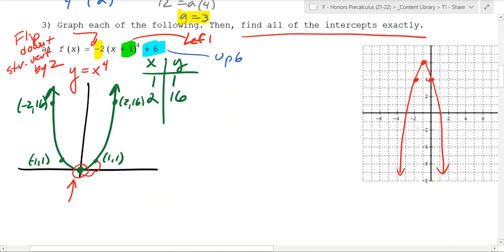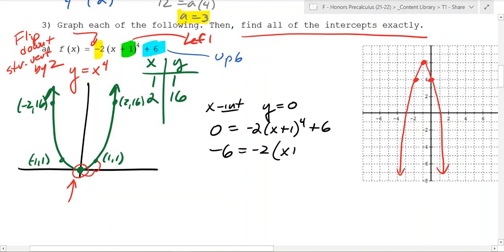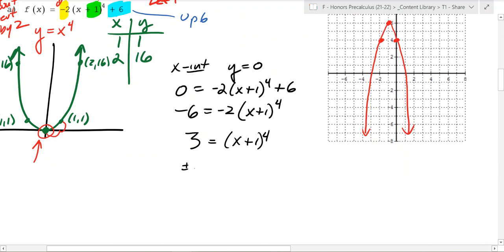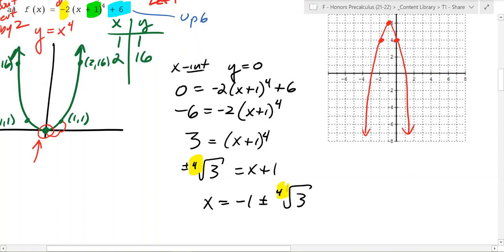And then it says find all of the intercepts exactly. How do we do that? Well, the x-intercept is when y is 0. So that's when 0 is equal to negative 2 times (x plus 1) to the 4th plus 6. So that's negative 6 is equal to negative 2 times (x plus 1) to the 4th. So that's 3 is equal to (x plus 1) to the 4th. To get rid of a 4th power, you need to take the 4th root. So it's going to be plus or minus the 4th root of 3. That 4 has to be tiny and up to the left, and that will equal x plus 1. So x is going to be negative 1 plus or minus the 4th root of 3. It's very important you write that 4 tiny and up like right there.